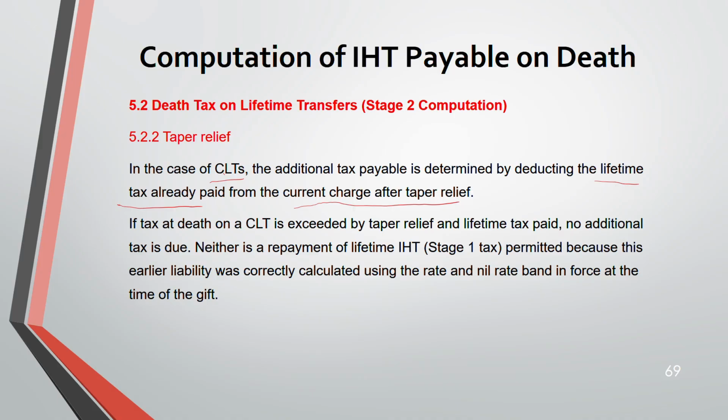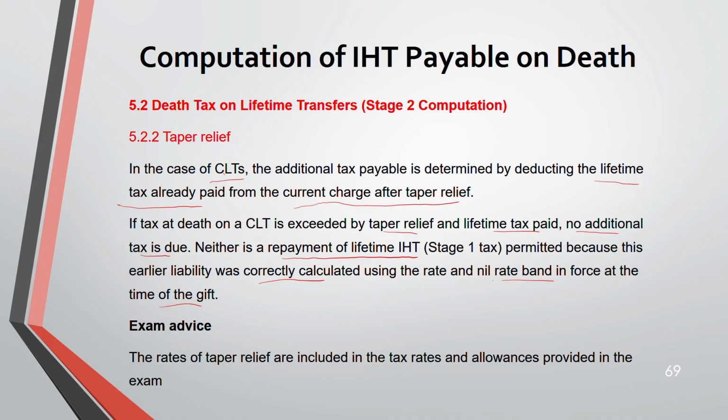And if tax at death on a CLT is exceeded by the taper relief and the lifetime tax paid, then there is no additional tax that is due. That means your taper relief is more than the tax at death on a CLT. So there is no additional tax due. Neither is there a repayment of lifetime IHT. You are not going to get any repayment of lifetime IHT you have paid, because this earlier liability was correctly calculated using the nil rate band and the rate in force at the time of the gift. So no repayment.